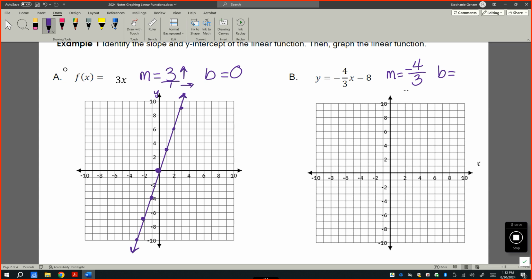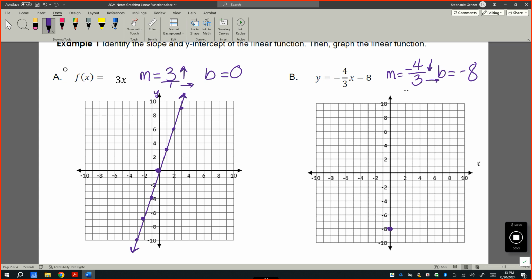And Kaysen, how about the y-intercept? Negative 8. Very good. Now we're going to plot those things, but the one we put first is the b, the y-intercept. So on our y-axis, we find negative 8, which is down here. Put our point. Then we're going to count out our slope. If the slope is negative 4 over 3, that means we're going to count down 4 and right 3.